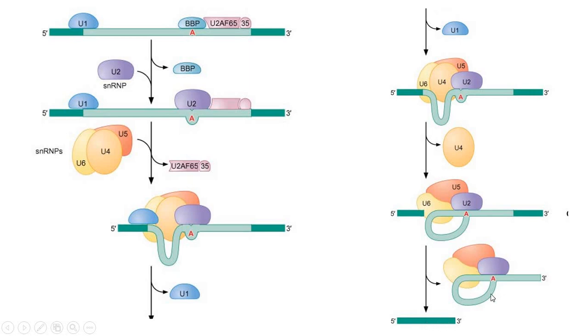These SNRPs will stay associated with the intron. The DEAD-box helicases will come and bind, and they will degrade this intron, and these SNRPs will be reused or recycled for the next mRNA.